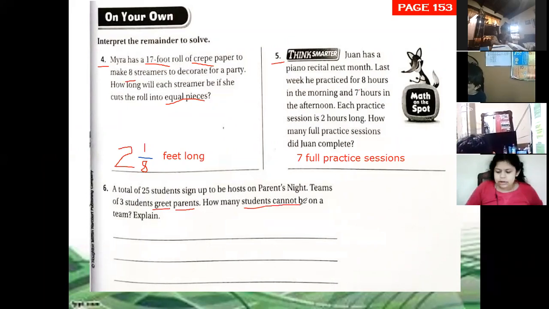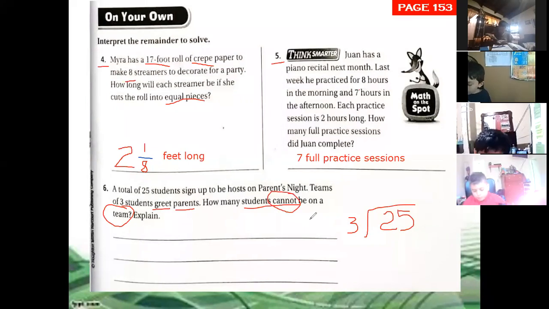How many students cannot be on a team? So what do we need? We need the quotient or the remainder to answer this problem. We need to use 25 and 3. Yes, but the question says how many students cannot be on a team? So what do we need to answer? The quotient or the remainder? A remainder.